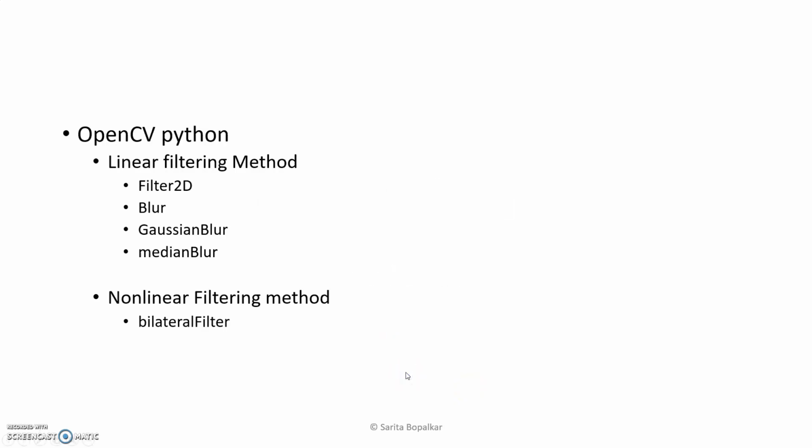In OpenCV Python, there are some inbuilt methods available for blurring or smoothing the image. First are the linear filtering methods, and the methods available are filter 2D, blur, Gaussian blur and median blur. And the non-linear filtering method is bilateral filter. These are some of the methods available in OpenCV.